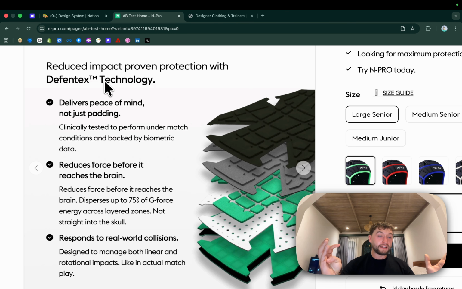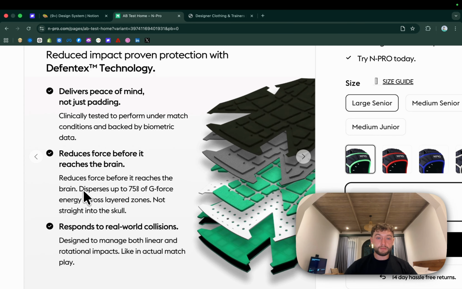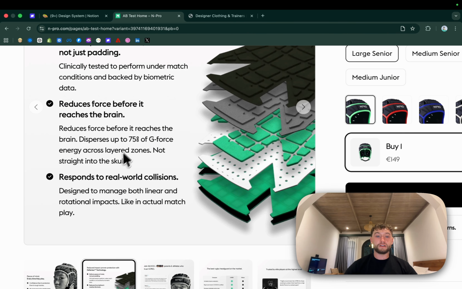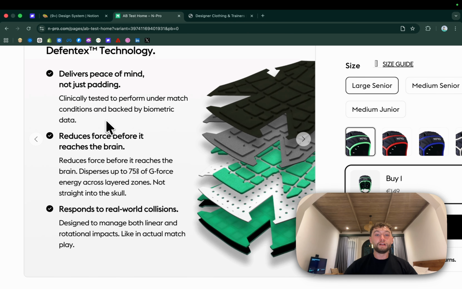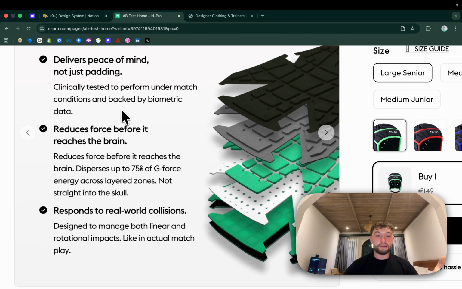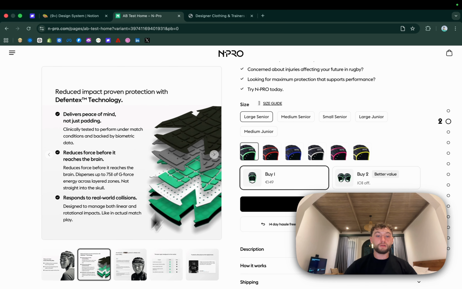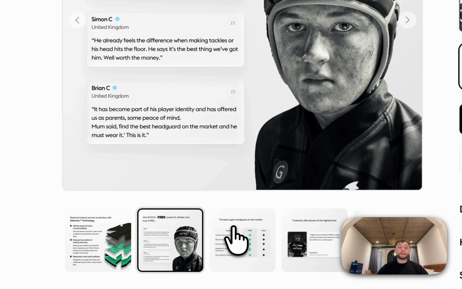And notice, we've led with the technology. We're still talking about benefits as the main heading, so like delivers peace of mind, not just padding, reduces force, responds to real world collisions. And then we get a little bit more detail into the mechanisms here. So clinically tested and disperses up to 75% of G-force, so on and so forth.